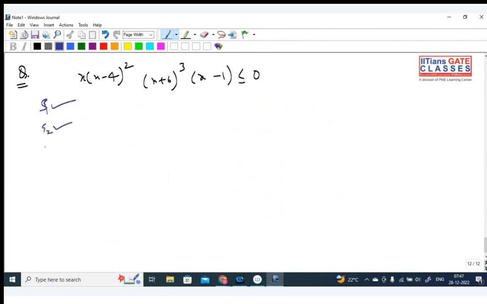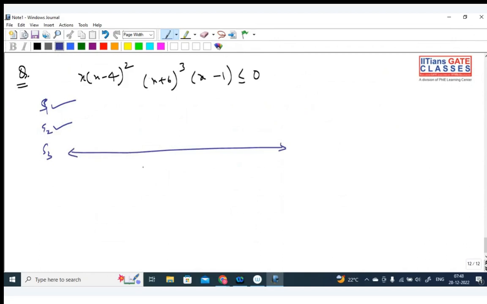So suppose we have x minus 4 squared, x plus 6 cubed, x, x minus 1. You have to solve this, you have to find the interval for this inequality. The very first step is done, step 2 is also done, and step 3 you have to do directly, because here the x coefficient is 1 and it is in factor form. So you can take these roots.